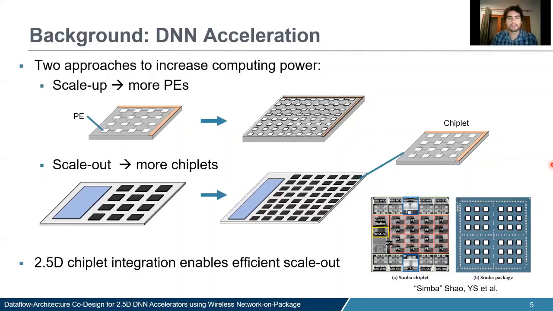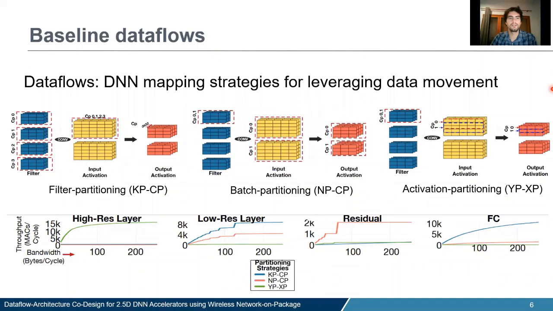So this scale out is possible via an interposer, that is a 2.5D chiplet integration technique, which enables doing so efficiently. So, as we already said, the data flows are the different strategies to map the data from the memory to the processing elements. So in this paper, we focus on three different data flows.